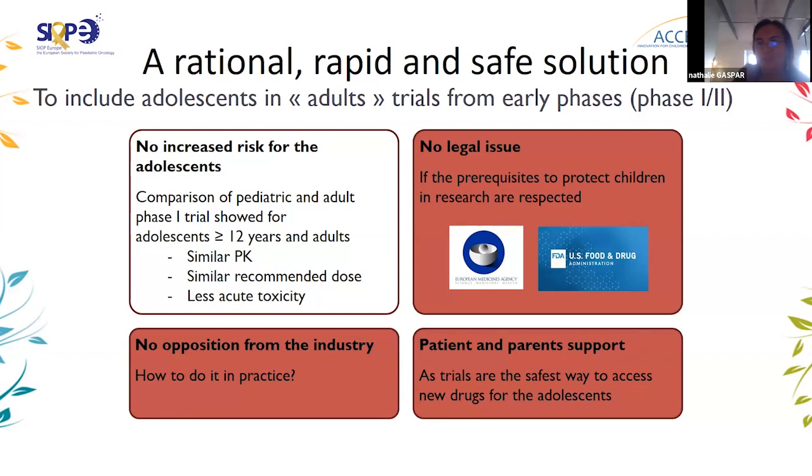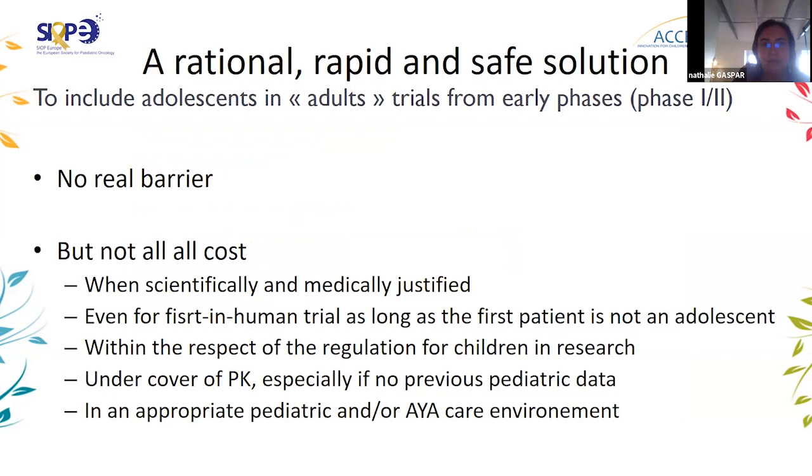You have to work with them and help them on some points. What we are sure of is that we have huge parent and patient support to open such a trial, to get early access to the drug. That's very important to them, and they consider being in the trial probably safer than being treated outside the trial. That's a rational, rapid and safe solution, but that doesn't mean there is no barrier, and doesn't mean we need to do it at all costs.